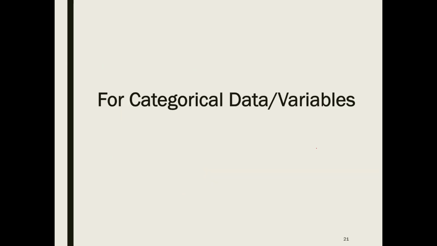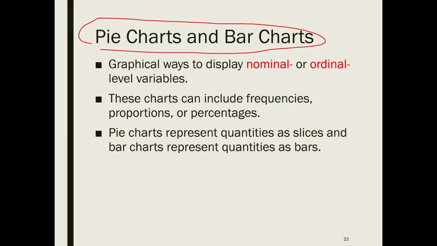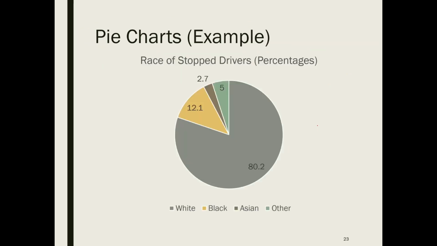So for categorical data variables, most likely we are going to use the pie charts and also the bar chart. The categorical variable are basically the nominal variable or the ordinal variable. It's not represented by the numbers. Okay, the chart can be made from the frequency, proportion, percentage.